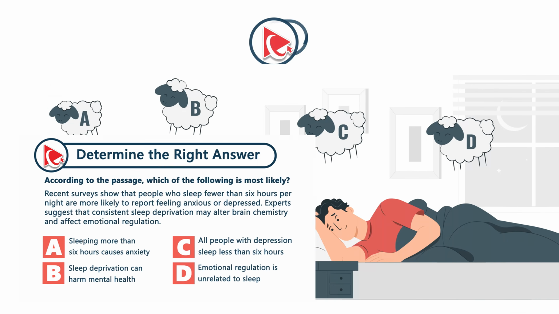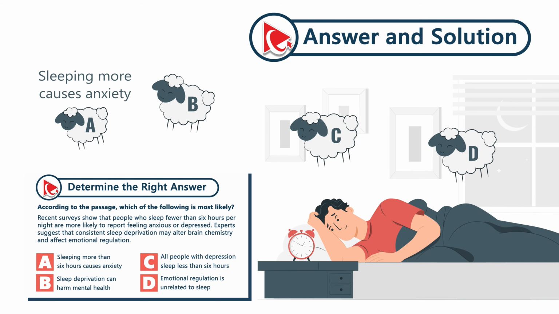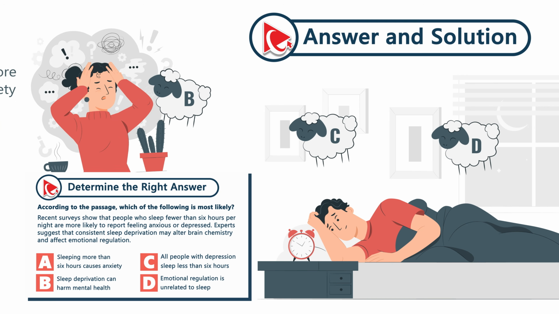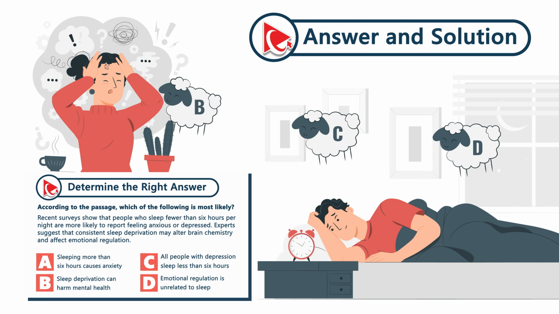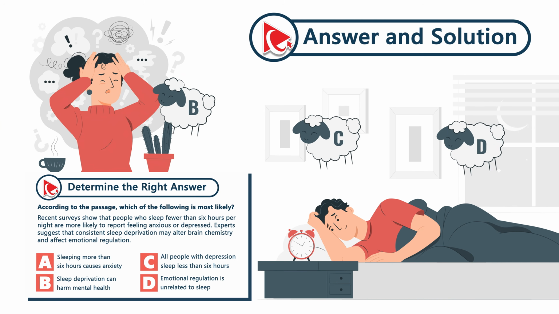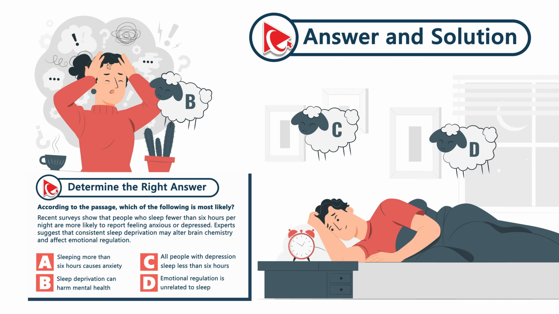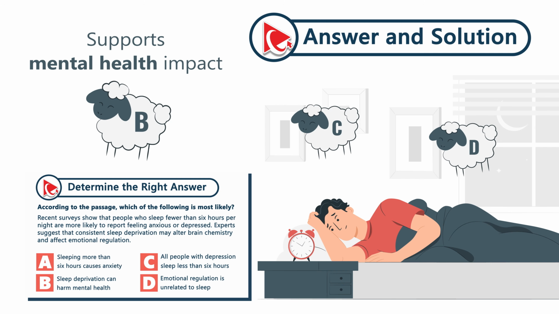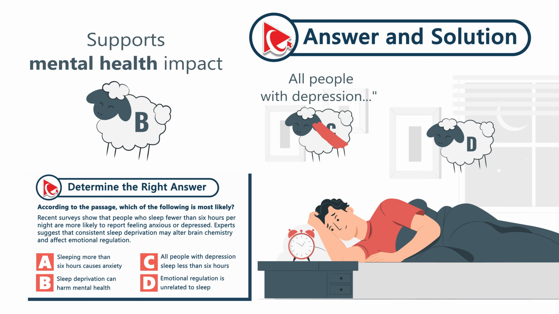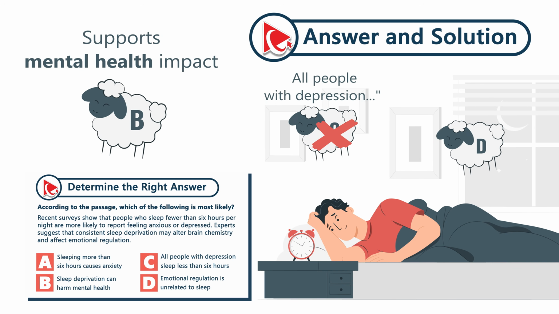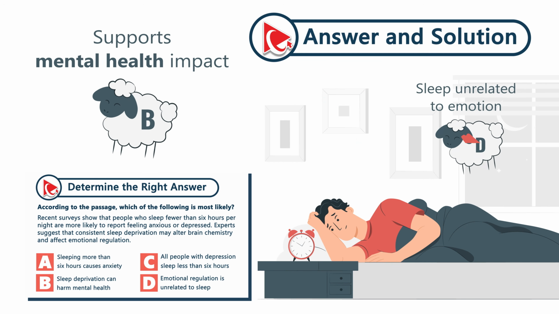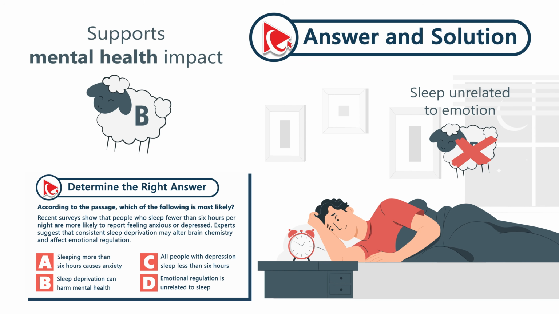To get to the answer, let's work through this logically. This passage does not say sleeping more causes anxiety, so A is out. It says people who sleep less tend to report anxiety and depression, and that sleep loss might alter brain chemistry and emotional control. That supports mental health's impact, making B strong. C goes too far. All people is an exaggeration not supported by the passage. D contradicts the text. It clearly connects emotional regulation with sleep.